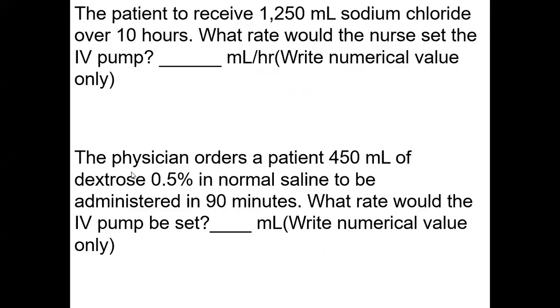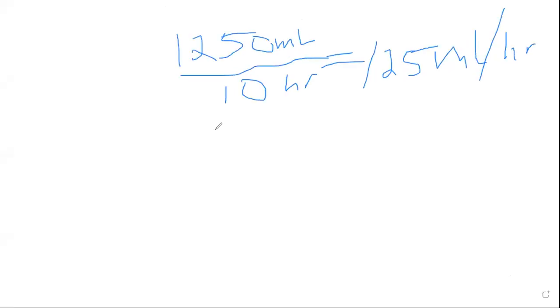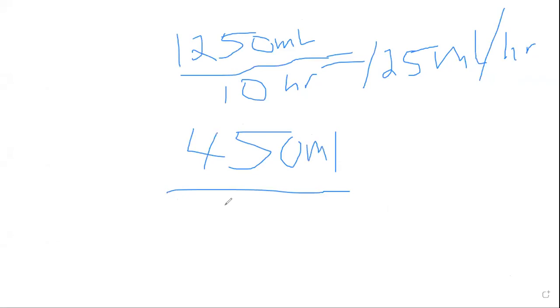Physician orders a patient 450 mLs of dextrose, 0.5% in normal saline to be administered in 90 minutes. What rate would the IV pump be set to? So this should be mLs per hour also. All right, so we're calculating mLs per hour. So let's go to the whiteboard. We know that our total volume is 450 mLs. And our time is 90 minutes.